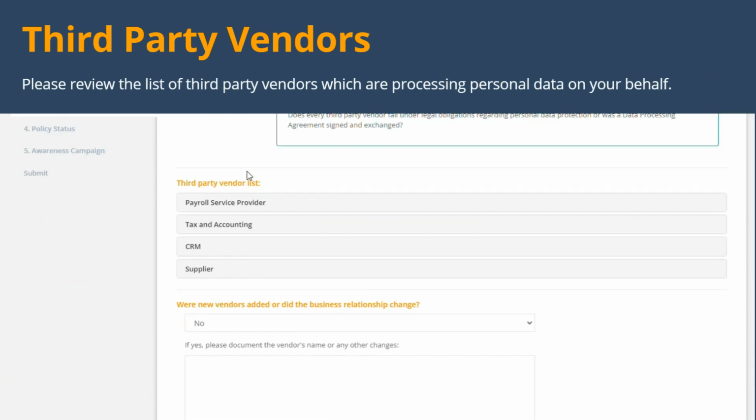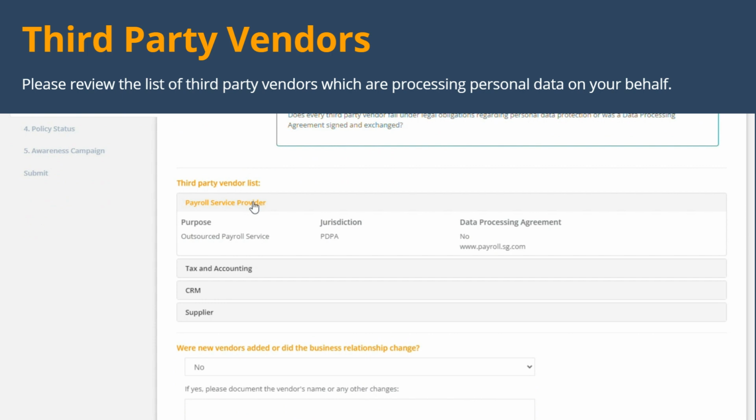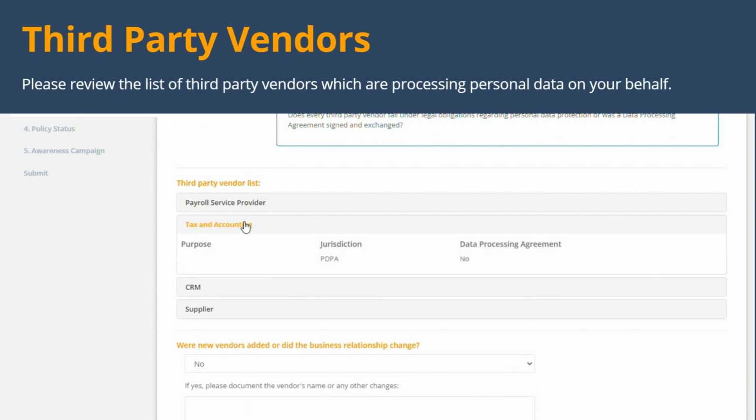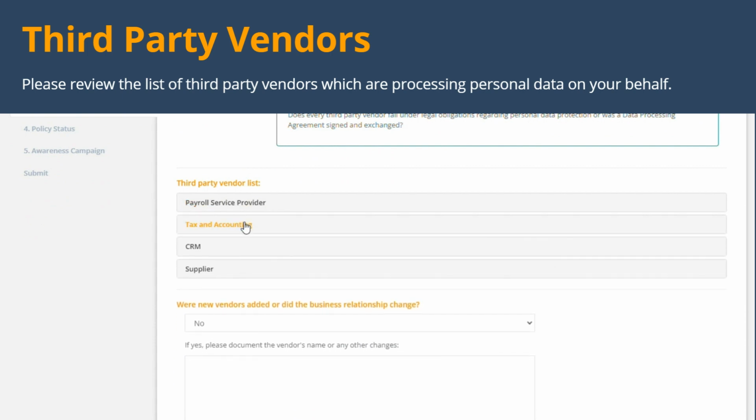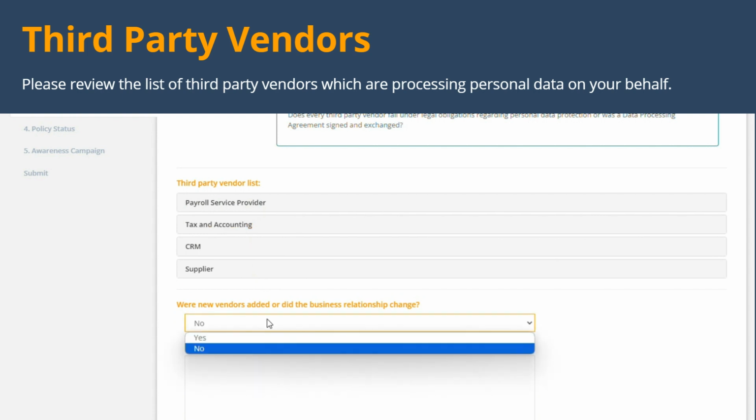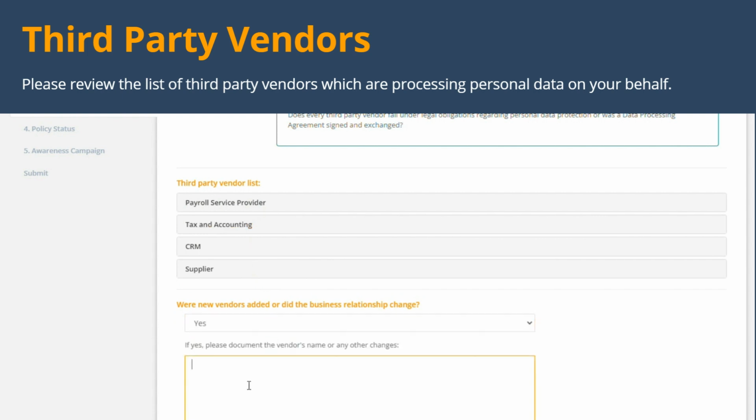Third-party vendors. It is important to keep an overview of who we share personal data with, so please check the list of third parties who process personal data on your behalf. Please let us know whether new third-party providers have been engaged and, if so, whether they are subject to the same or comparable legal obligations to protect personal data or if data processing agreements have been signed and exchanged. Also indicate whether there have been any changes to existing third-party providers.